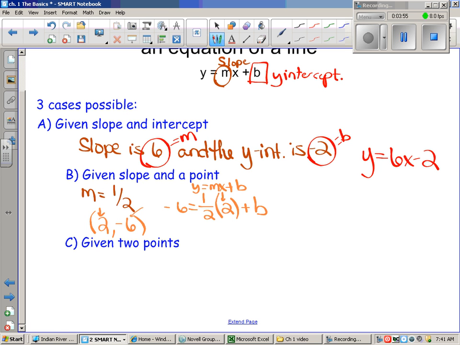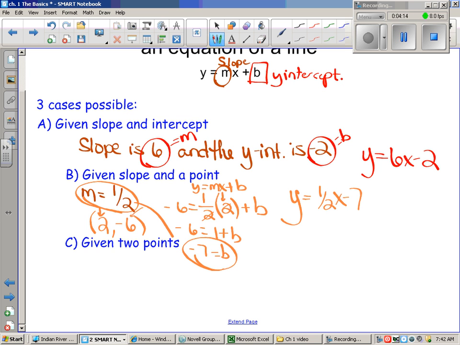So now we're going to solve that. 1/2 times 2, or rather the 2 can divide into that, leaves me with -6 equals 1 plus b. Subtract that 1, you get -7 equals b. So now I have my slope and my y-intercept. y equals 1/2 x minus 7. That makes our equation. Done.